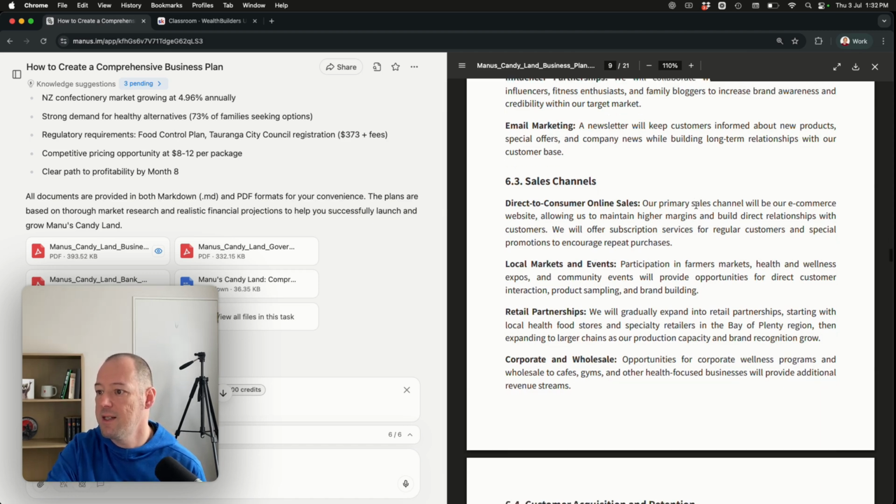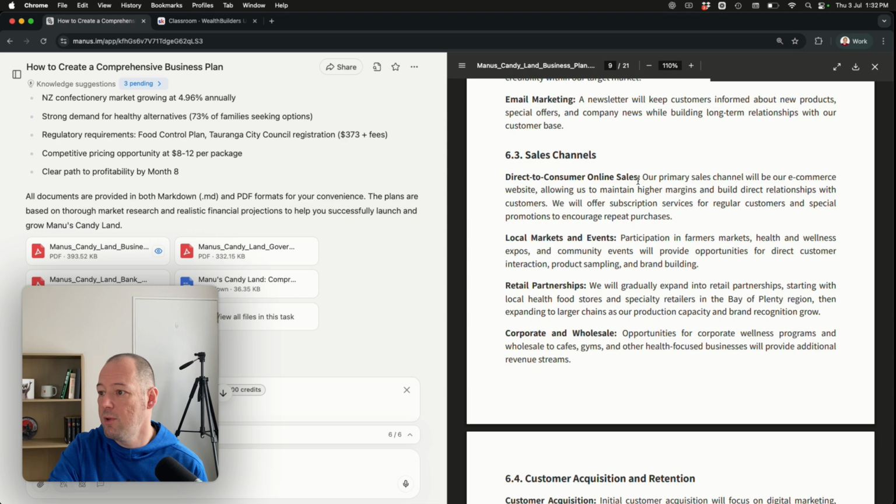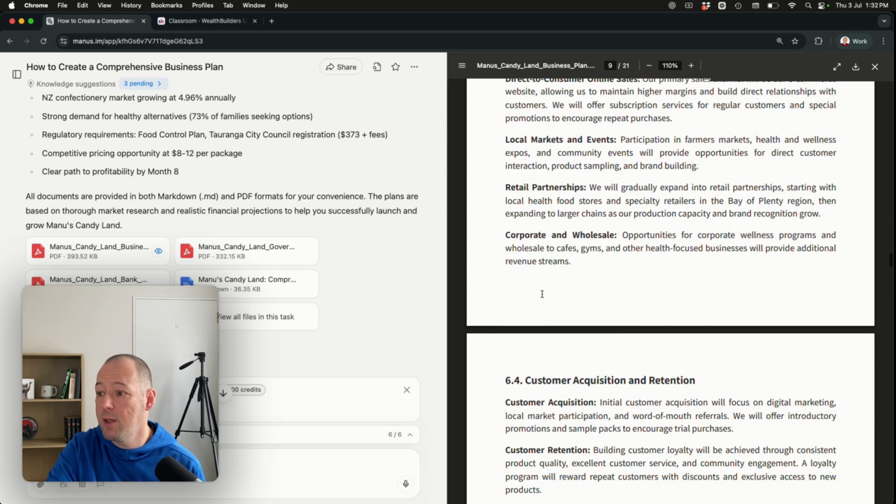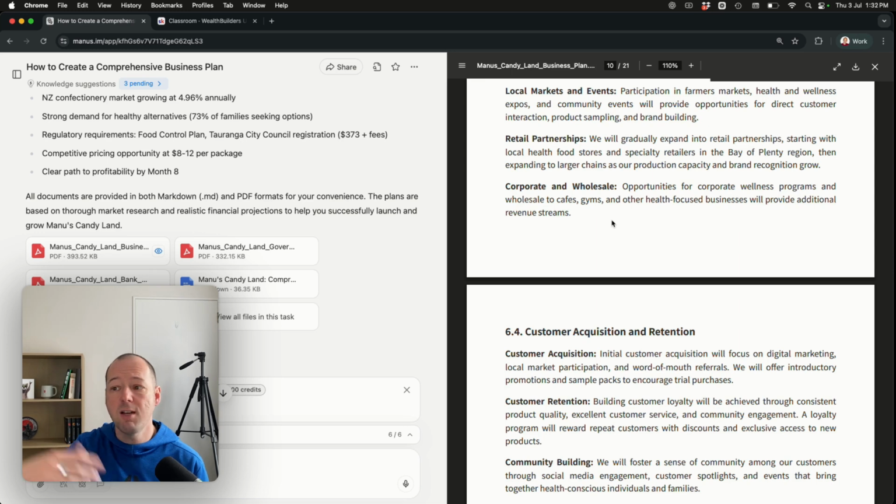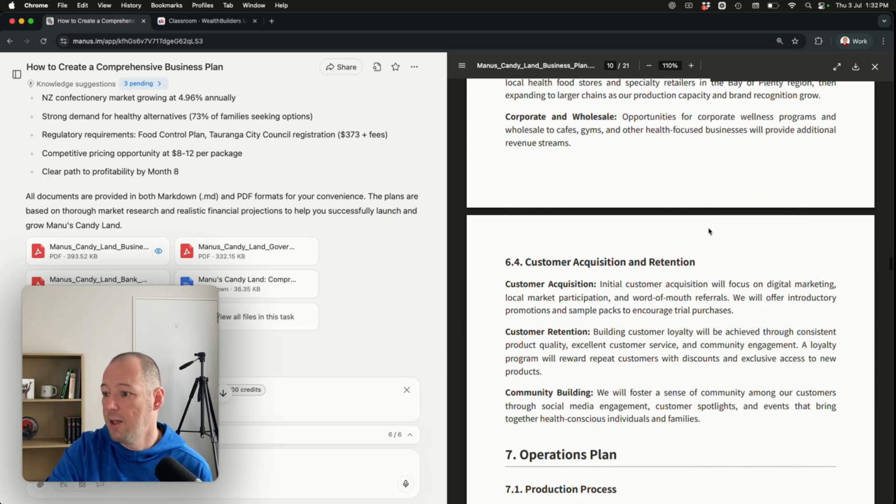This is crazy. Sales channels: direct to consumer online, local markets and events, retail partnerships, corporate and wholesale. You can even go to gyms. I wouldn't have thought about approaching gyms. And AI tells me to go to cafes and gyms and health-focused businesses. This is really, really cool stuff over here.